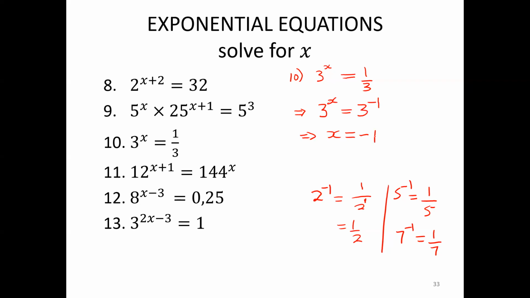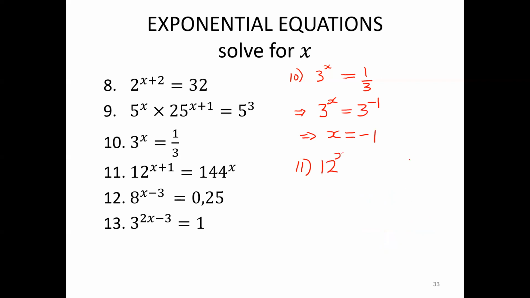Let's quickly do number 11. With number 11, all you have to do is simplify each base to the simplest exponential form. So we've got 12 to the exponent of x plus 1 is equal to 144 to the x. This can be written as 12, leave it as it is, but change 144 to the simplest exponential form. What is 144 in the simplest exponential form? 144 in the simplest exponential form is 12 to the exponent of 2.